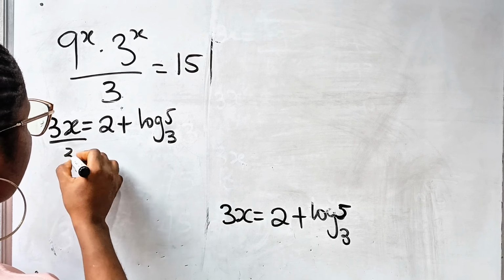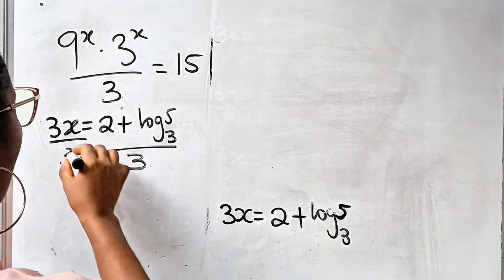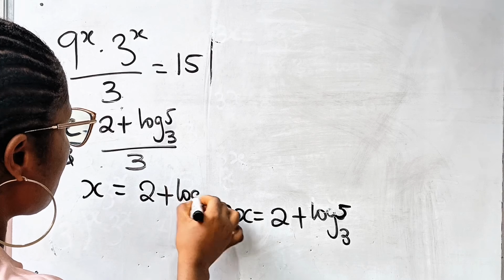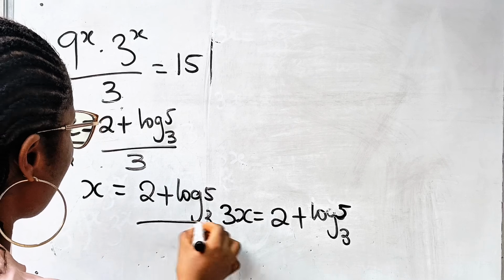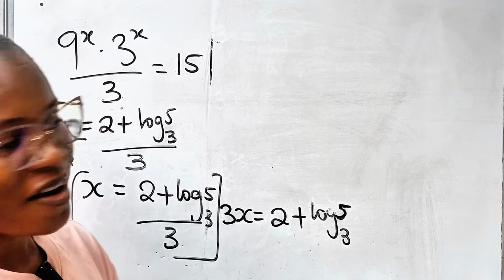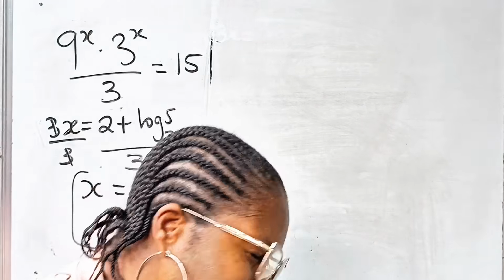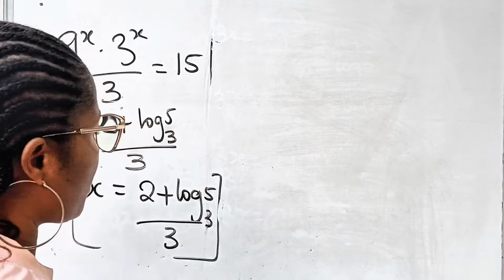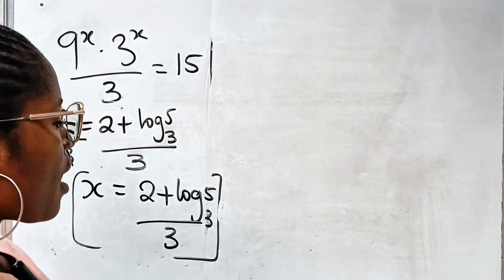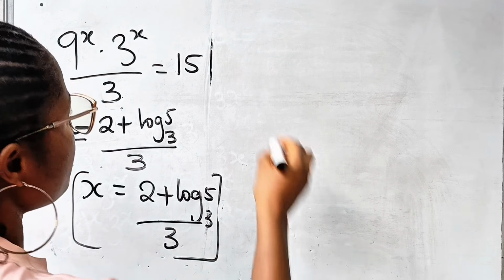Now, if we divide both sides by 3, because we are looking for the value of x, we are going to have x is equal to (2 plus log 5 base 3) divided by 3. And this becomes the value of our x. Now, to the most interesting aspect of this video, which is, let us check if this is right. How can you tell me that x is (2 plus log 5 base 3) divided by 3? Let's check if that is true. Now let's prove it.